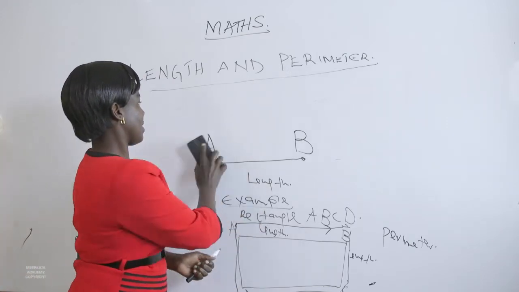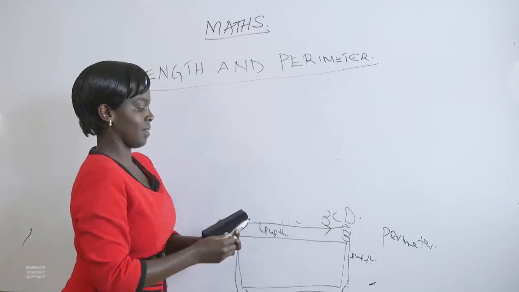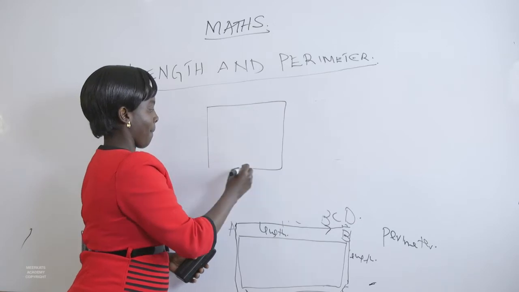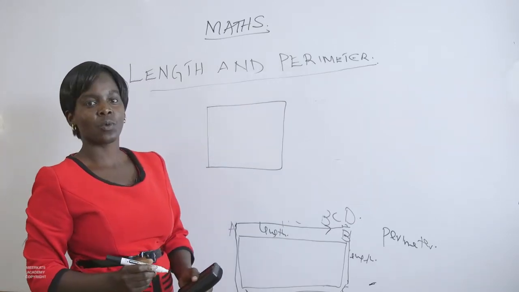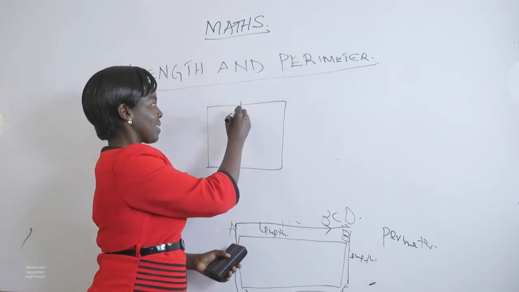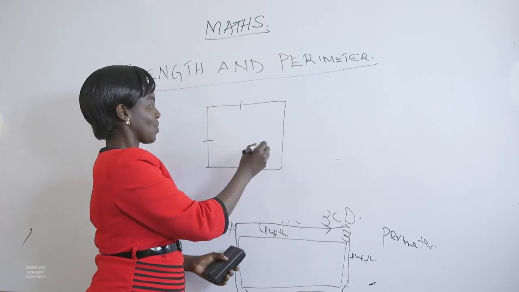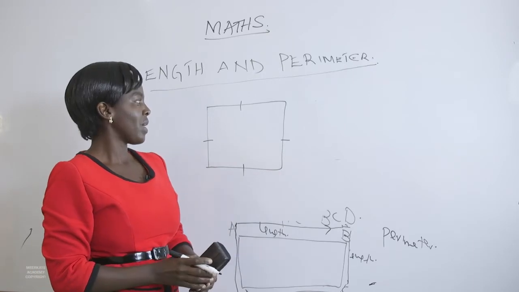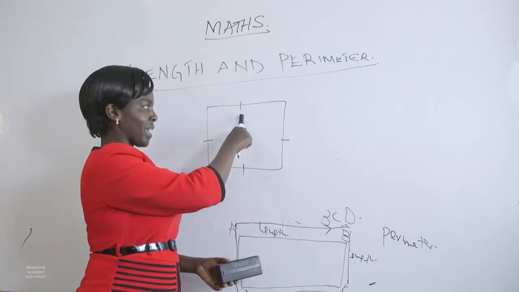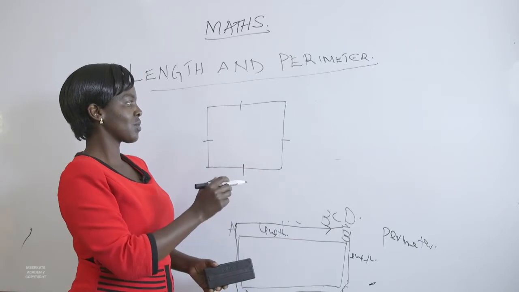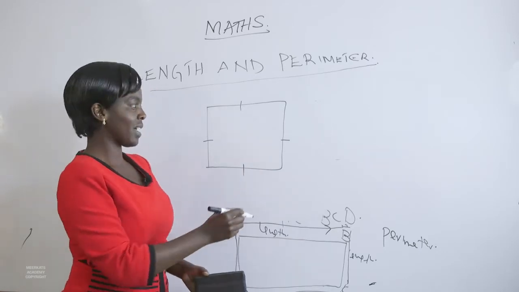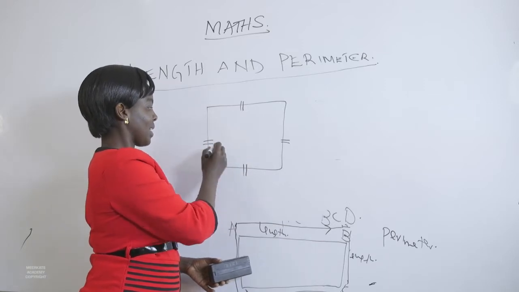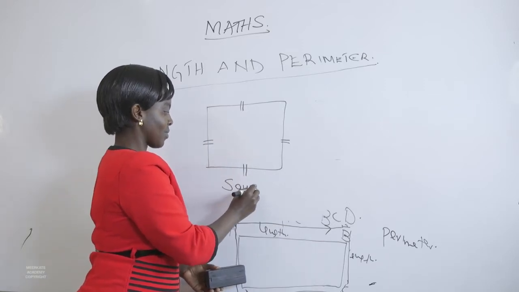The other shape is what we call the square. A square has all sides equal. To show that all sides are equal, we normally use the same type of markings. You can choose to use one dash or two dashes, but they must appear on all sides. This is what we refer to as a square.